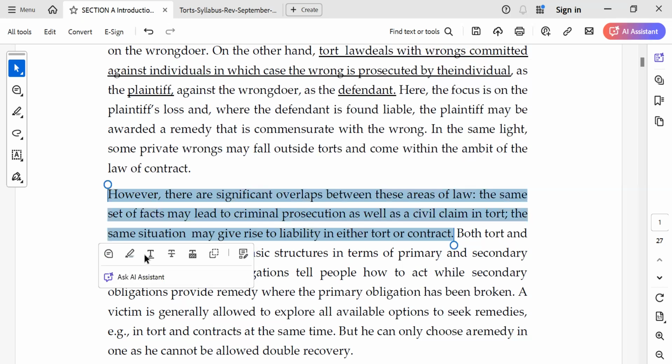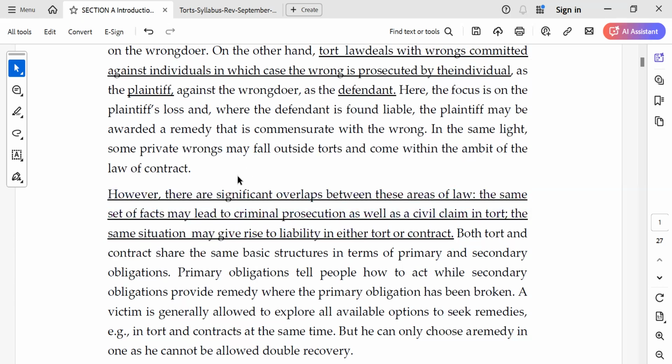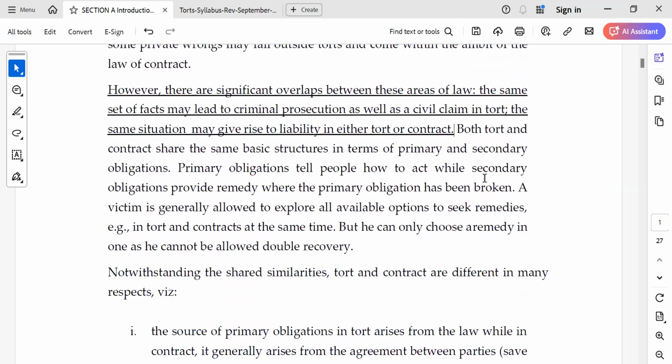This is where your confusion would be in the exam. You'd be like, okay, whether it is tort or whether it is contract, or should I go as per criminal law? So what should be the case? So we will understand these distinctions as well.